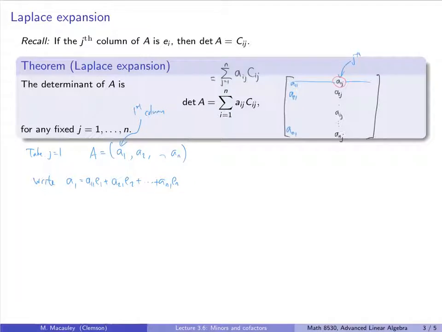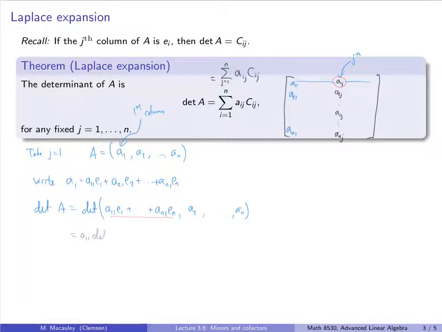Okay, so let's compute the determinant. The determinant of A is the determinant of the column vectors. So let's put this thing right here in the first entry: A11 E1 plus all the way up to AN1 En, and then A2 all the way up to AN. And of course, we want to apply multilinearity to this. So we can break apart this first term into n sums, and for each one we can pull out the aij.